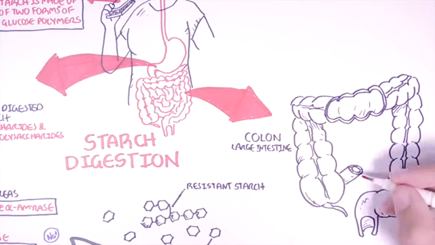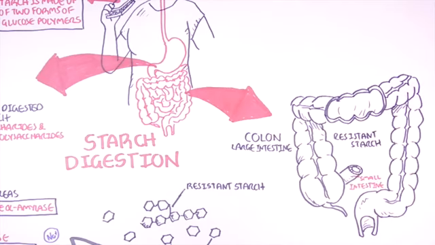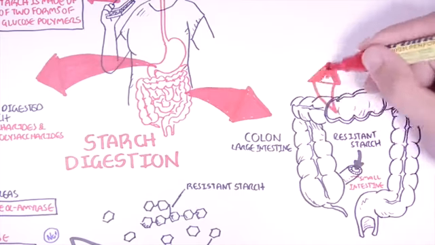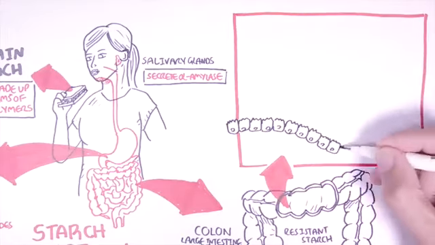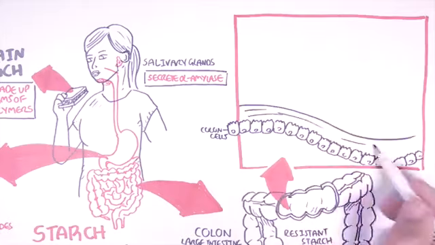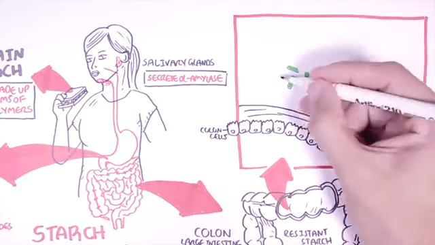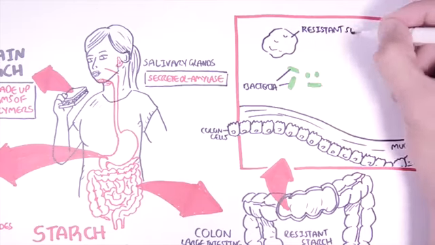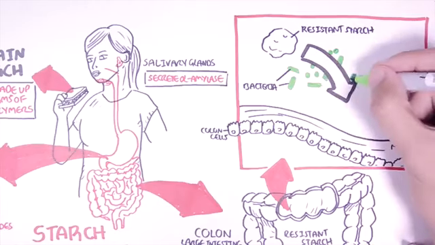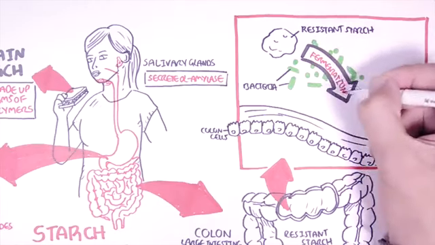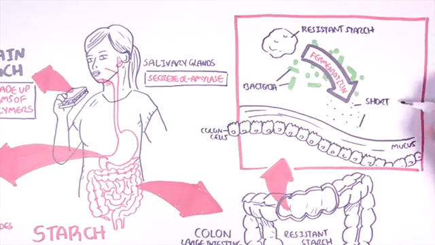The resistant starch will reach the colon after escaping digestion in the small intestine. Now within the colon, the resistant starch will actually undergo fermentation by the gut microbiota. So zooming into the colon, here we have the colon cells and the mucus. The resistant starch here will encounter all these bacteria within the colon. And through bacterial fermentation, the bacteria will produce byproducts, such as short-chain fatty acids, which will be subsequently used by the human body.